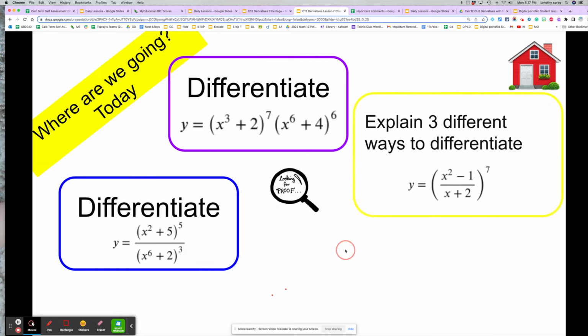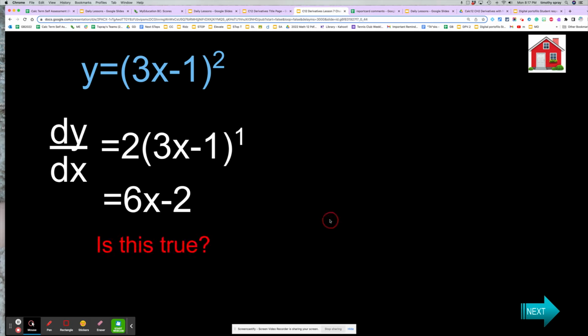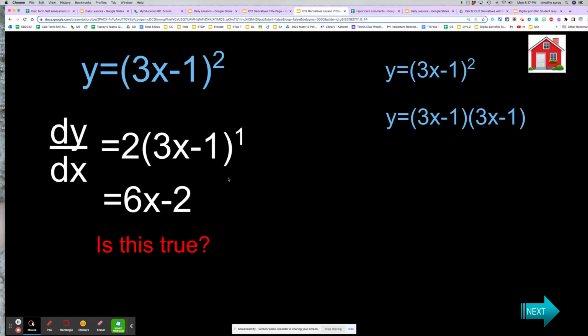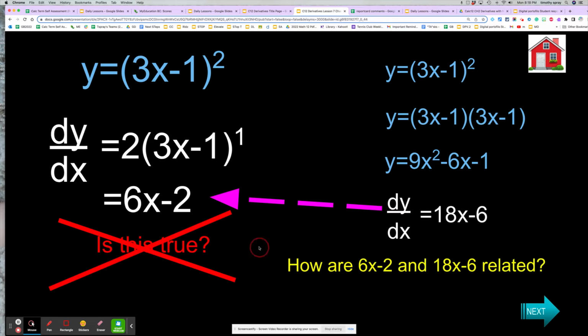Okay, so let's just do a quick review and reminder of the chain rule. We learned last time that it would be tempting to just pull the 2 down, the power rule, but we know that when we expanded out, we noticed that there was a difference between these two, and we know this is the truth, 18x minus 6, and we learned that what was missing between those two is this guy: we needed to multiply by 3, or the derivative of 3x minus 1, which is what we learned.